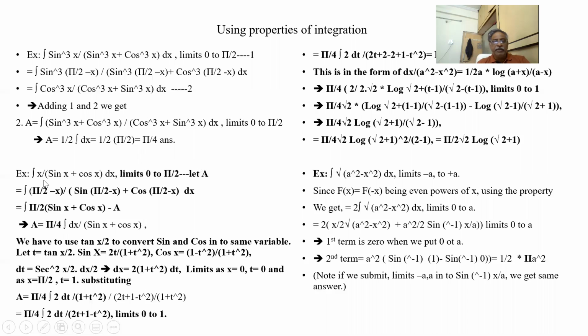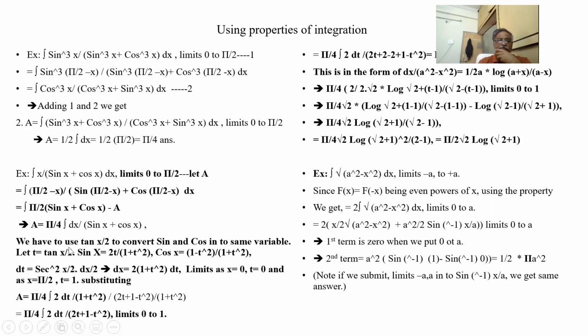This is nothing but x by sin x plus cos x again. So this goes to the left side as 2a, and 2 comes here, giving pi by 4 integral dx by sin x plus cos x. Now this is a normal derivation. Even if I put pi by 2 minus x, it won't change.